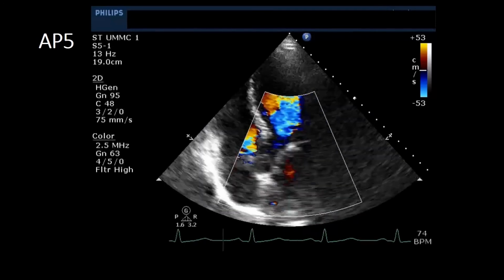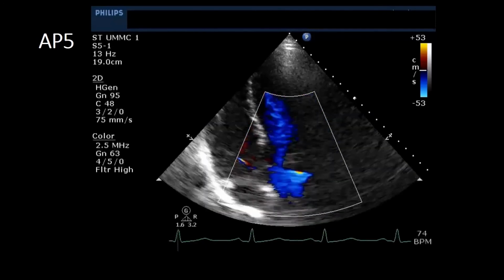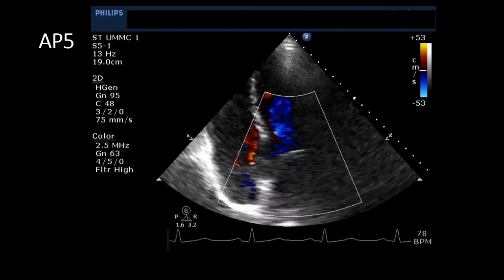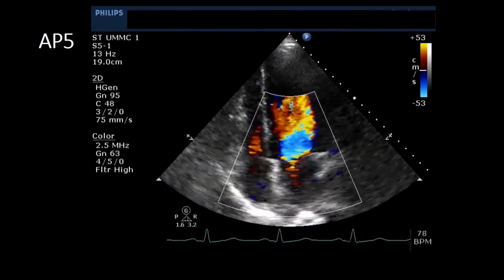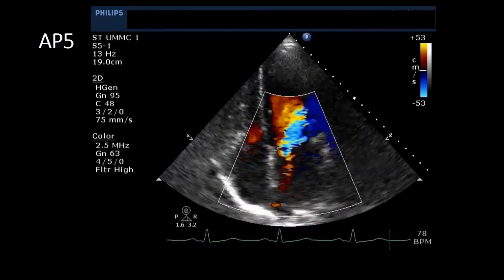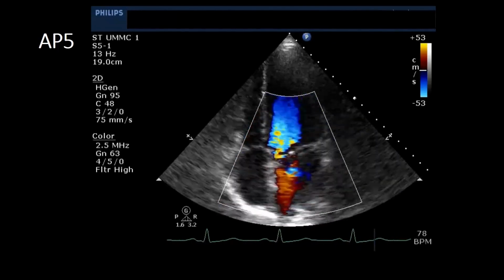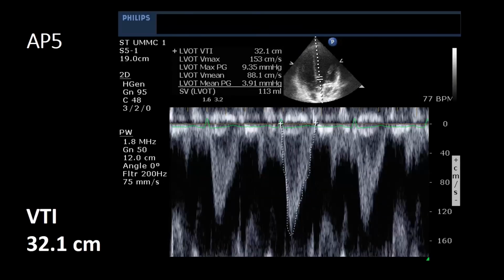So this is our apical 5-chamber view where we're going to calculate our VTI. And in this case, the color flow helps significantly identify where you're going to place your cursor or your pulse wave Doppler in order to obtain your VTI. Oh, look at that pretty signal. It's so pretty. So this measured 32.1 centimeters, which is much higher than our first case. Yeah, and this is exactly the kind of envelope you want to see.